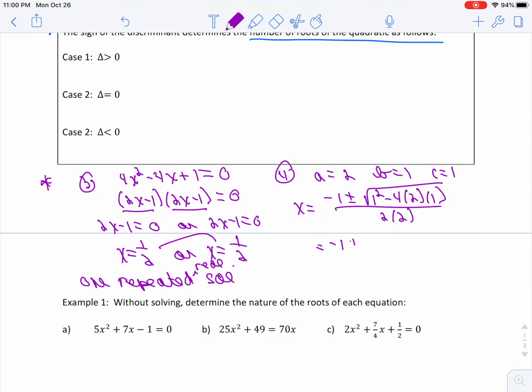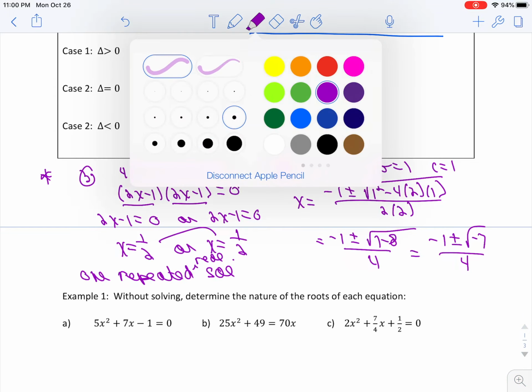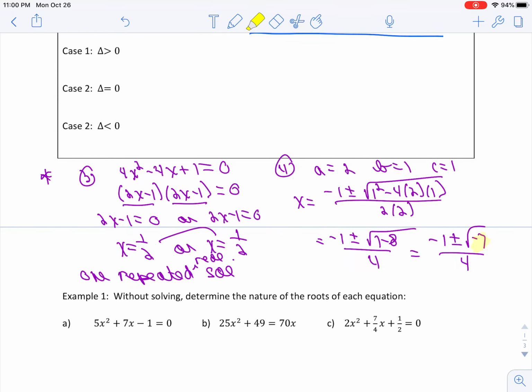So this turns out to be negative 1, plus or minus the square root of 1 minus 8, all over 4. So this is negative 1 plus or minus the square root of negative 7, divided by 4. So now notice in this one that we're trying to take the square root of a negative number, which we can't within the real number system. So we would say on this one that there are no real solutions.